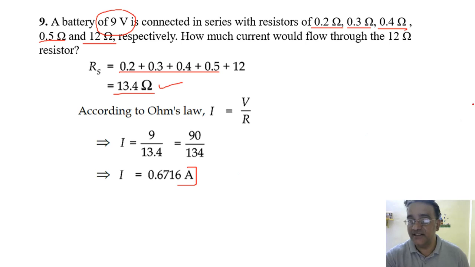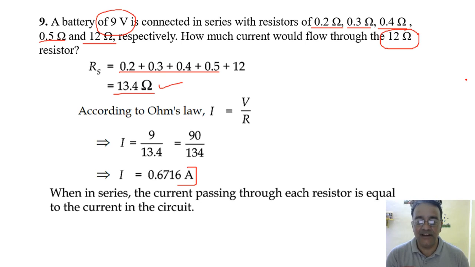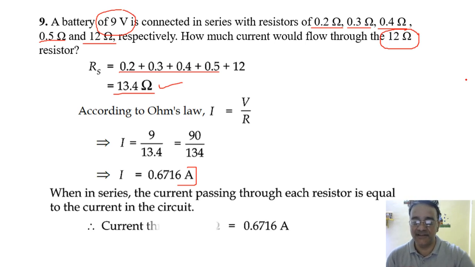Now we have to find the current flowing through the 12 ohm resistance, and we know that when all the resistances are connected in series, the same current will flow through each resistance. Okay, so we'll write that concept first. When in series, the current passing through each resistor is equal to the current in the circuit. So current through 12 ohm is also equals to 0.6716 ampere.